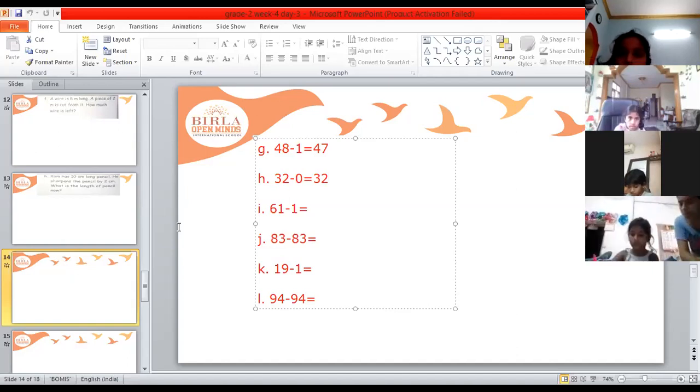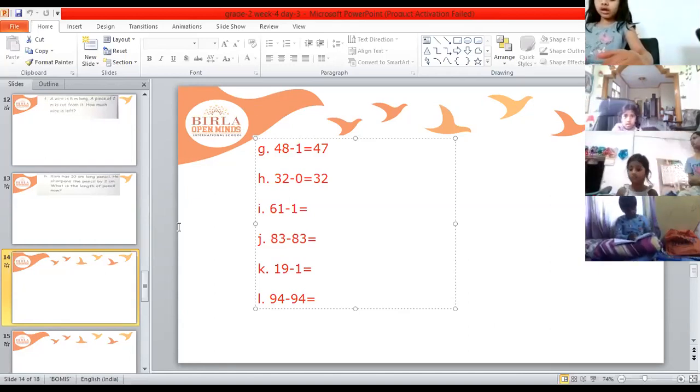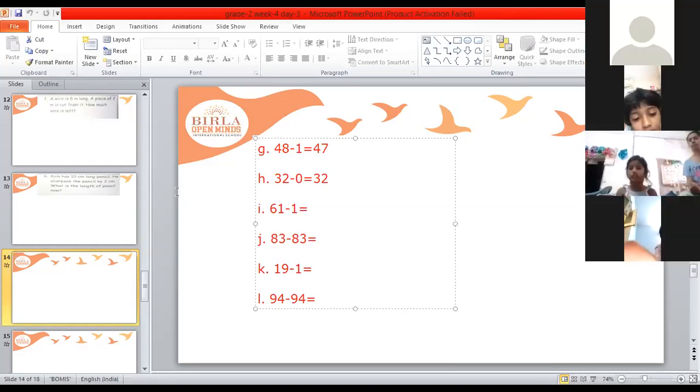Ananya. Next. Ananya, 61 minus 1 is equal to how much? You have to subtract 1 from that number. Wait. Yes, Ananya. 61 minus 1 is equal to how much? You are subtracting 1, so you have to go one step back.